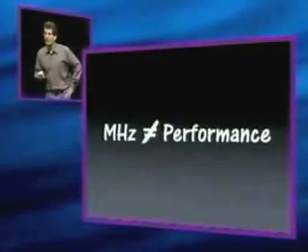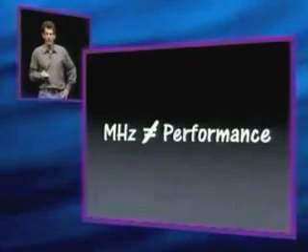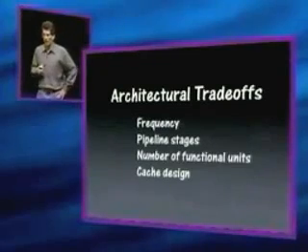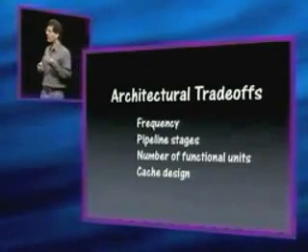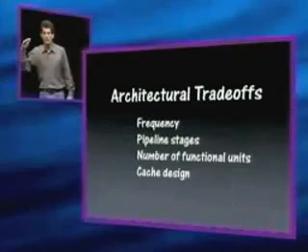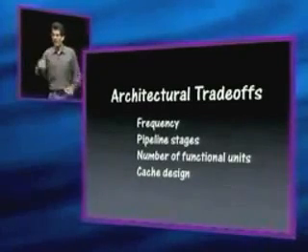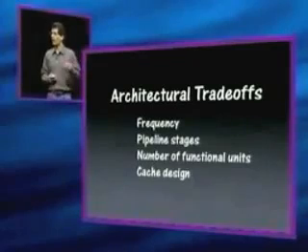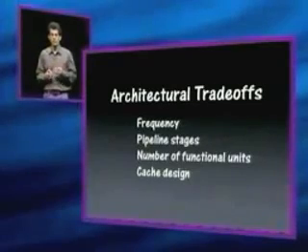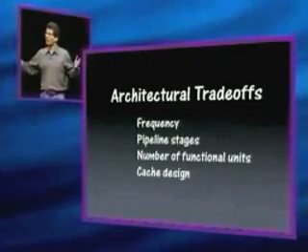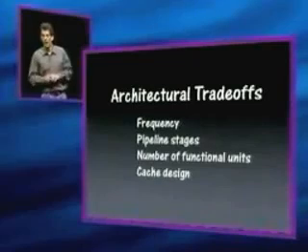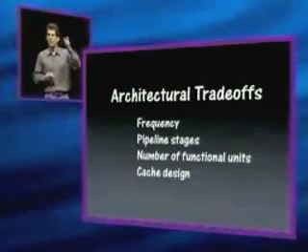Now, to understand this, we have to look at how processors are designed. There's a lot of complicated trade-offs in processor design, and I've picked 4 of the key architectural trade-offs for us to look at. Of course, there's frequency. We want to run as fast as possible. The frequency will be based on what process we're in and the number of pipeline stages. The more pipeline stages we have, the less work we do every cycle, and so the faster the pipeline can run. These two are very much related.